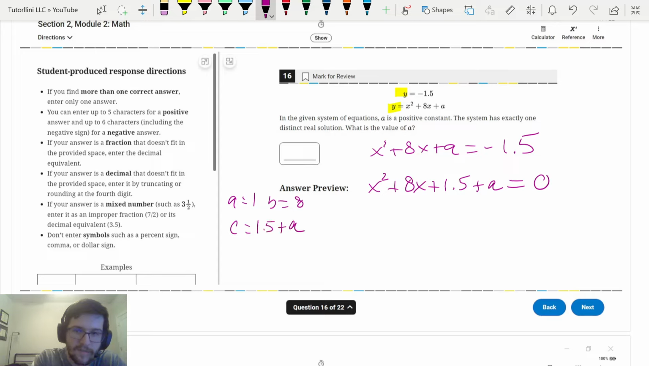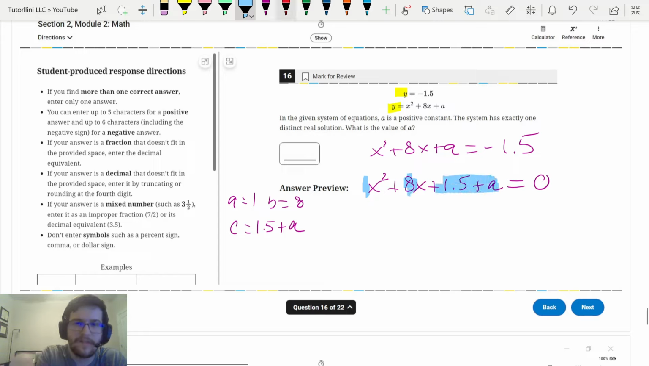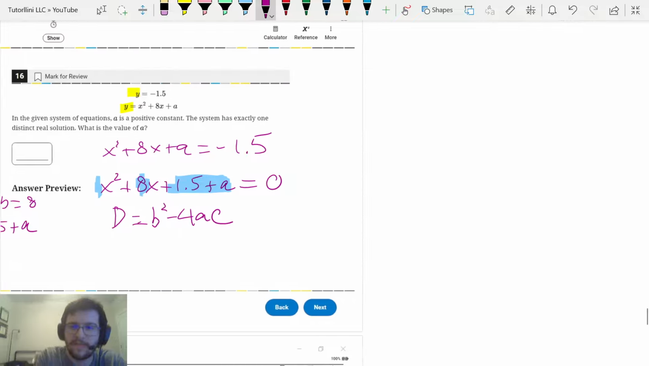That's the constant term. And maybe I should just go over that really quickly. So 1, 8, and then the constant term is 1.5 plus A. So we're again going to use the discriminant because it's talking about how many solutions. I went over it previously in the video. So D equals B squared minus 4AC. Why don't I just go over it one more time?